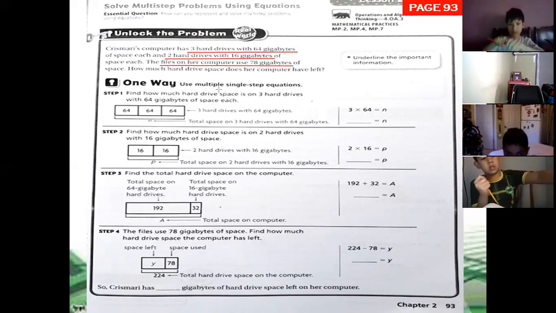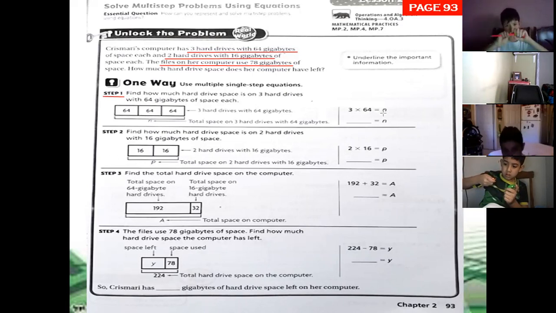So one way, use multiple single-step equations. Step 1, find how much hard drive space is on 3 hard drives with 64 gigabytes of space each. Has 3 of 64. So step 1, find that total. So we have to multiply 3 times 64 equals n. N is a variable. What is a variable?